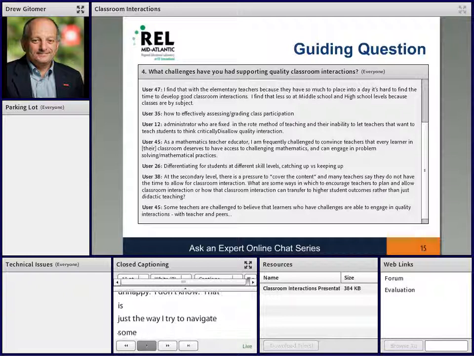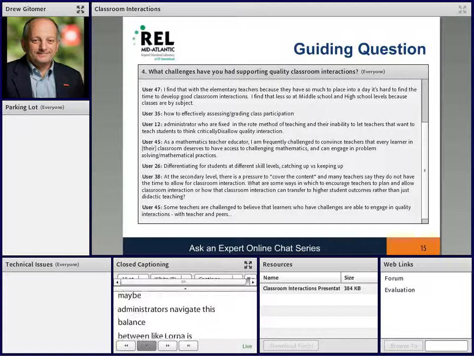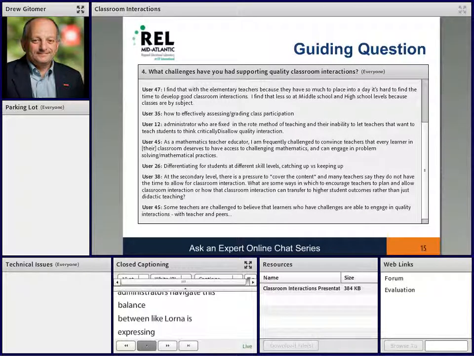So then, how do teachers and maybe administrators navigate this balance between, like Lorna's expressing here, effectively assessing and grading students? So we have this one expectation that grading looks a certain way, or our large-scale assessments are looking at certain things. How do we balance that with a more student-centered instructional practice?